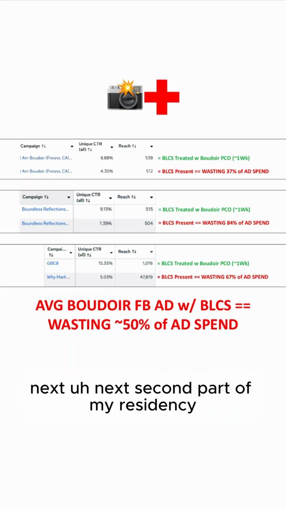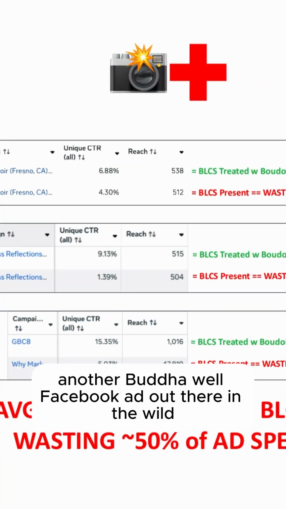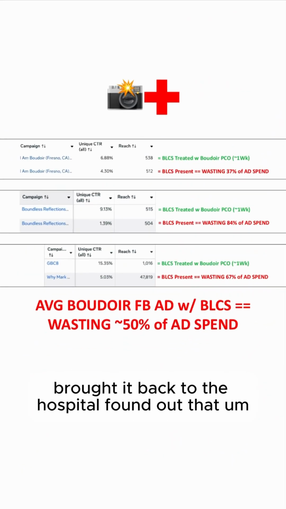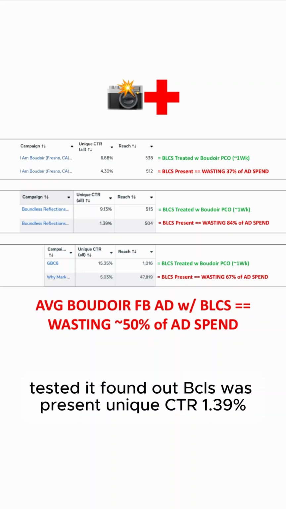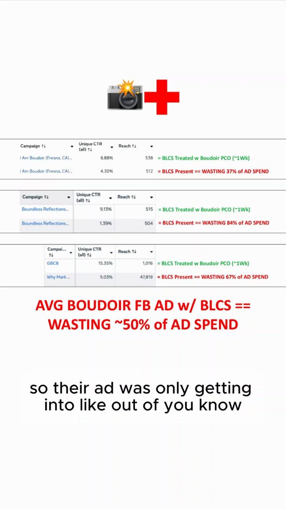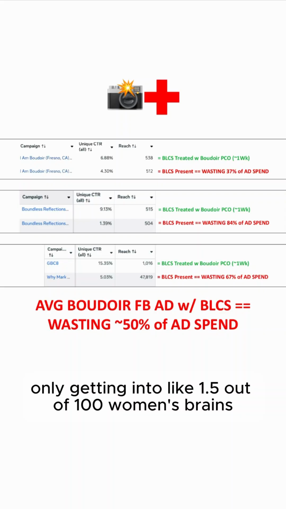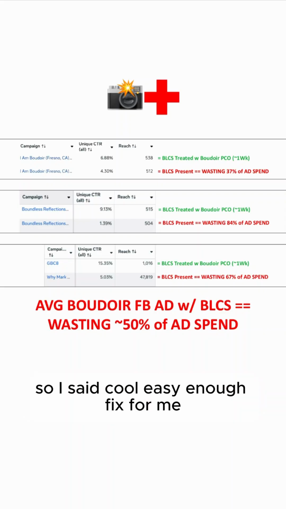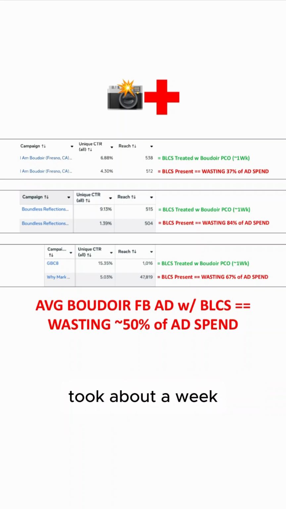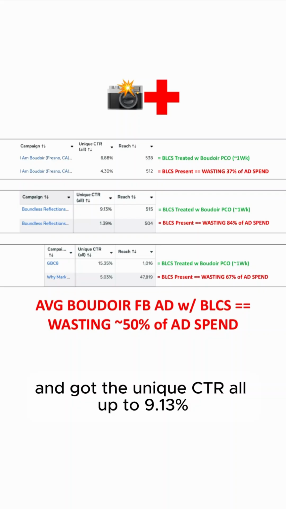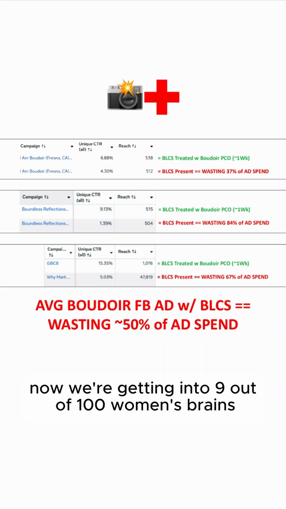Next, the second part of my residency, I found another Boudoir Facebook ad out there in the wild, brought it back to the hospital, ran it, tested it, and found out BLCS was present, unique CTR of 1.39%. So their ad was only getting into 1.5 out of 100 women's brains. So I said, cool, easy enough fix for me. I duplicated the ad, treated it with Boudoir Pico, took about a week, and got the unique CTR all up to 9.13%. So basically, instead of their ad getting into 1.5 out of 100 women's brains, now we're getting into 9 out of 100 women's brains.